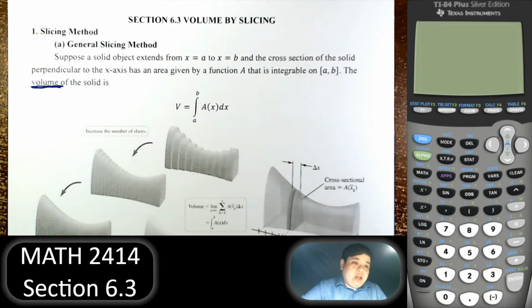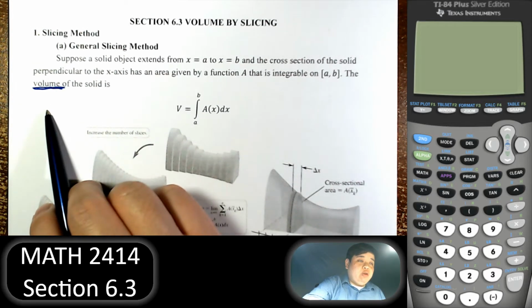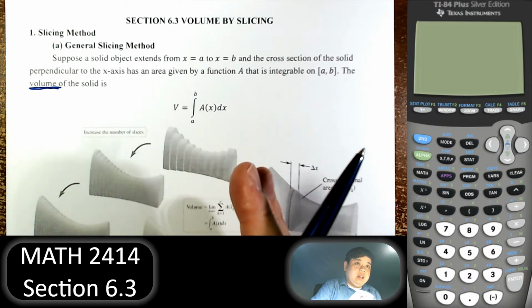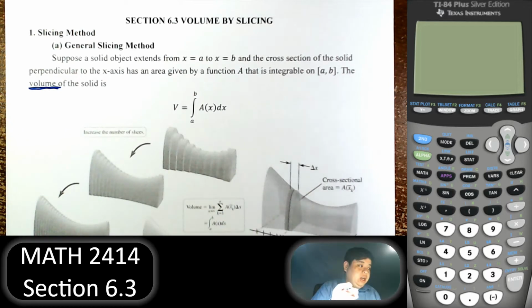This section is about volume by slicing, or more particularly, the disk method. What we're trying to find here is the volume, and to find the volume there are two different ways to do it. In this section we have volume by slicing. The next section is the shell method. So the disk method and the shell method, pretty much.